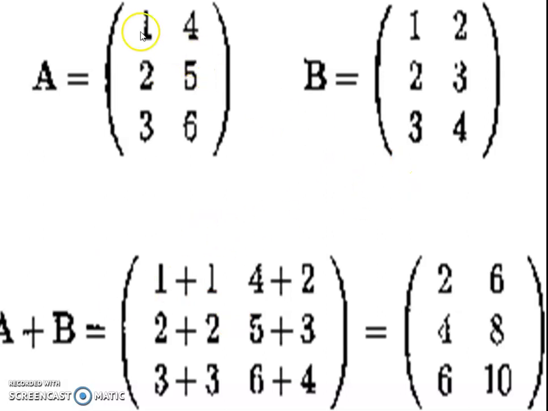So now we have to add 1 plus 1, 4 plus 2, 2 plus 2, 5 plus 3, 3 plus 3, 6 plus 4. So what is the answer? 1 plus 1 is 2, 4 plus 2 is 6, 2 plus 2 is 4, 5 plus 3 is 8, 3 plus 3 is 6 and 6 plus 4, obviously 10.